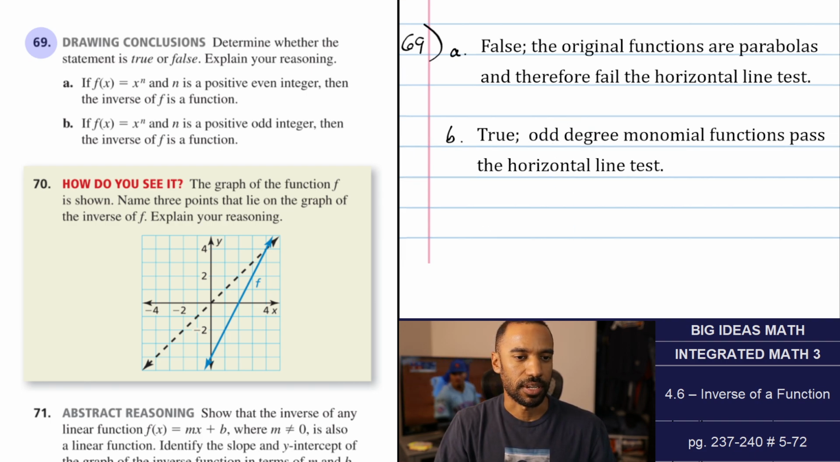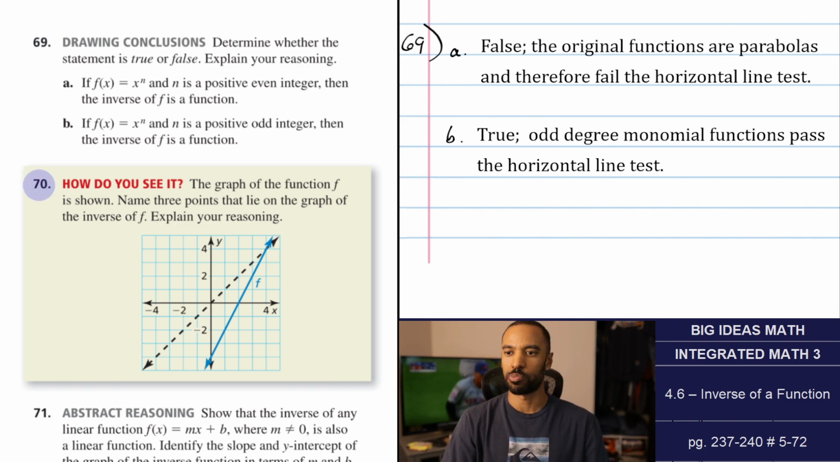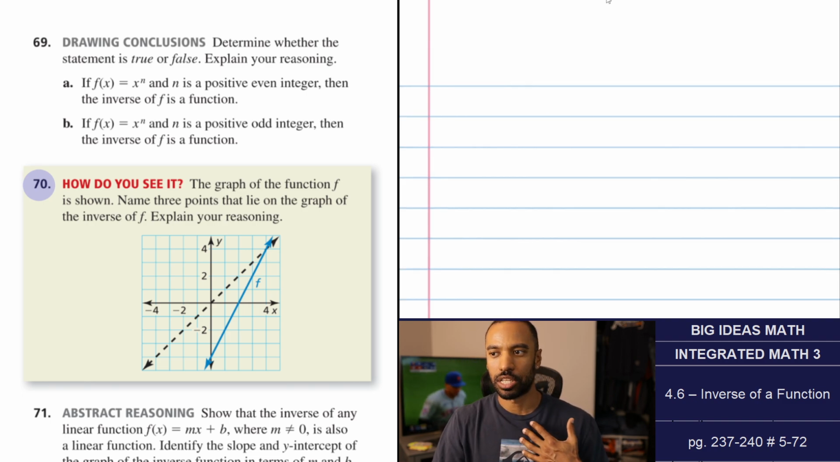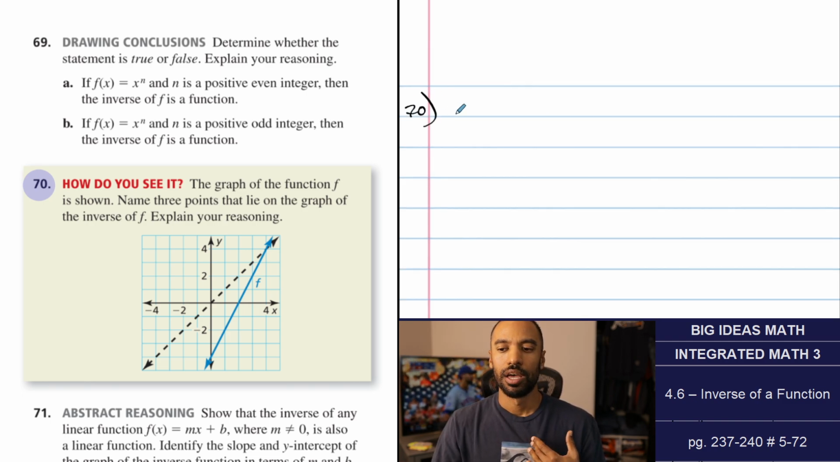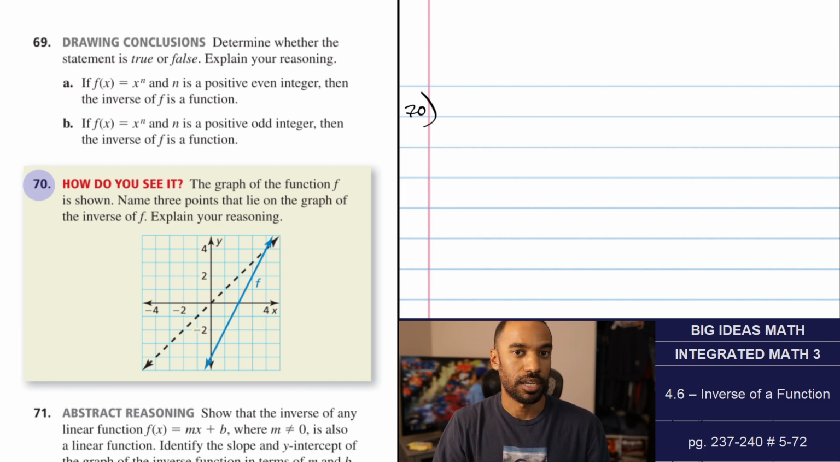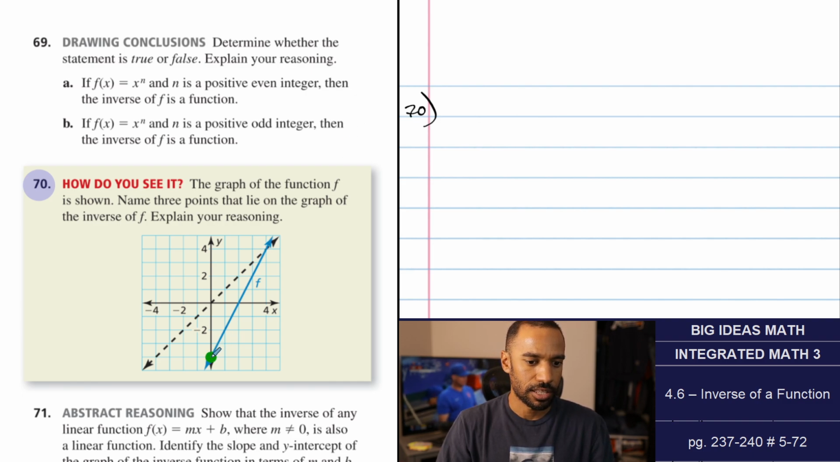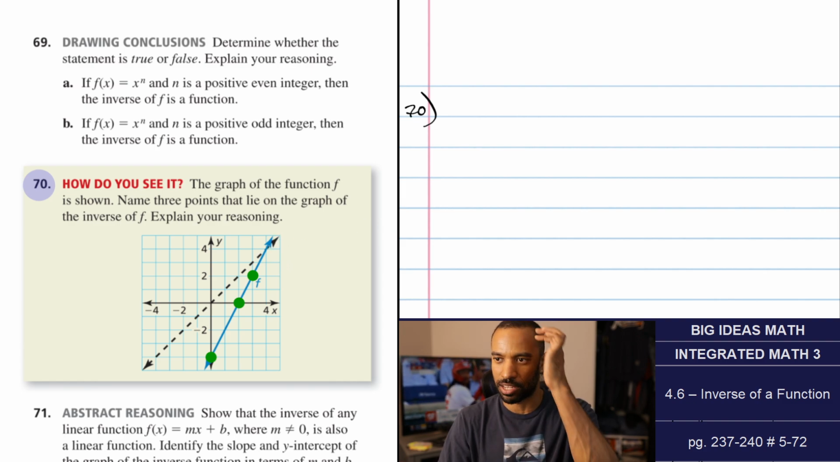Okay, number 70. The graph of the function f is shown. Name 3 points that lie on the graph of the inverse of f. Explain your reasoning. Well, my explanation is going to be how I come up with those points. You have to take any points that are on here and swap the x and y values. So let's say that we take the points here. I got this point right here at (0, -4), this point right here at (2, 0), and this point right here at (3, 2). Now, I could also put this point right here at (4, 4), but that's going to be the exact same one.